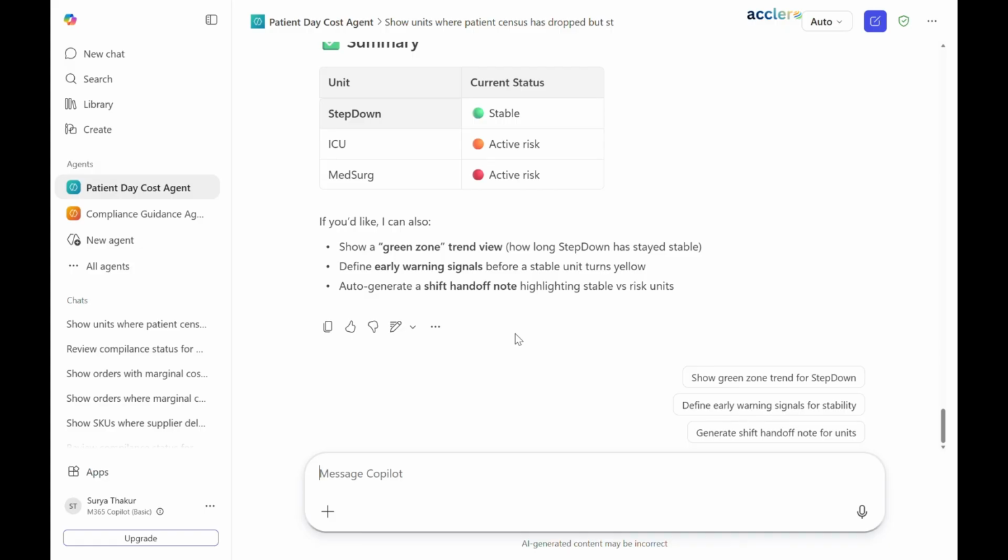So I can say healthcare costs don't spike suddenly. They drift through delayed operational decisions. This agent helps teams correct the drift in real time.